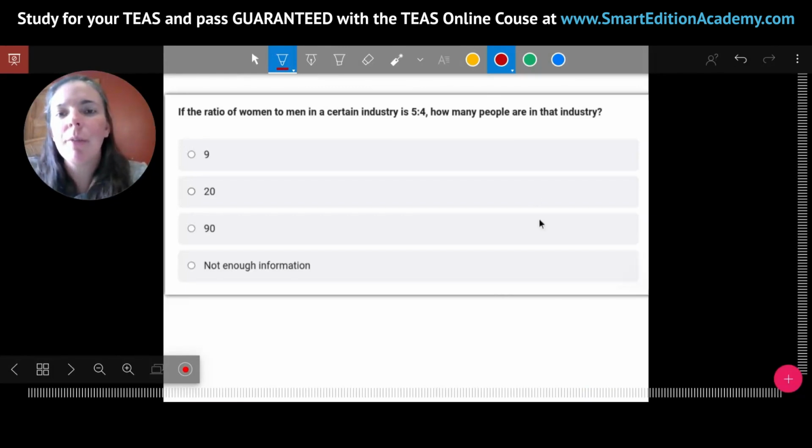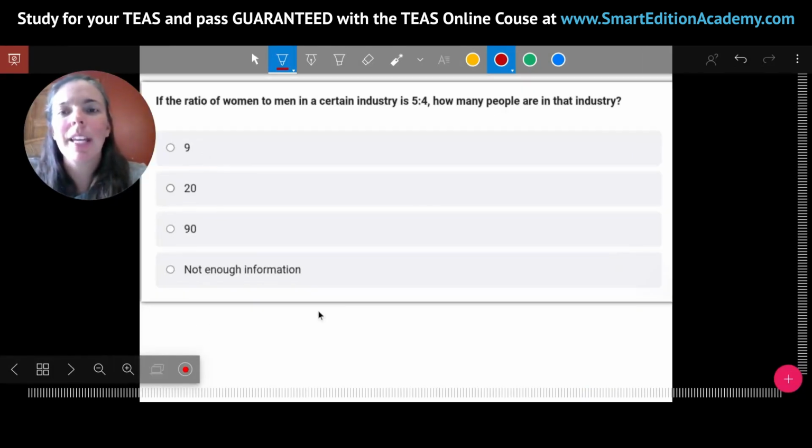Okay, the ratio of women to men in a certain industry is 5 to 4. How many people are in that industry? So the ratio of women to men is 5 to 4. How many people are in the industry? So asking a question like this, I just want to highlight this question because it's definitely a common mistake that people make.